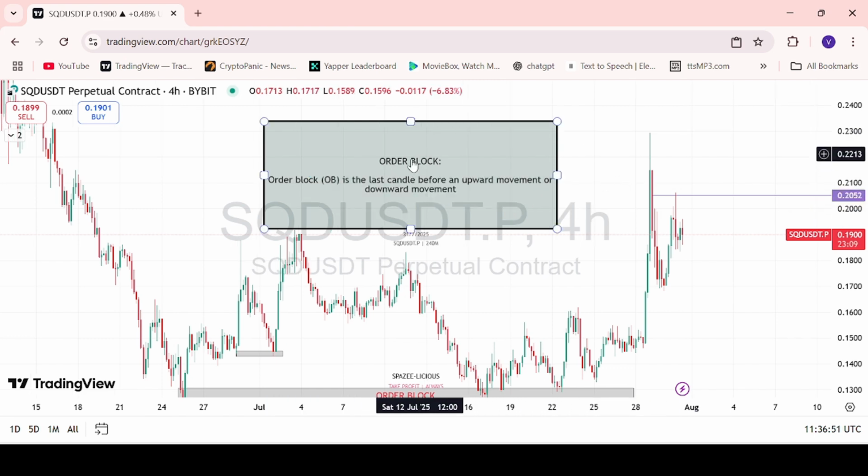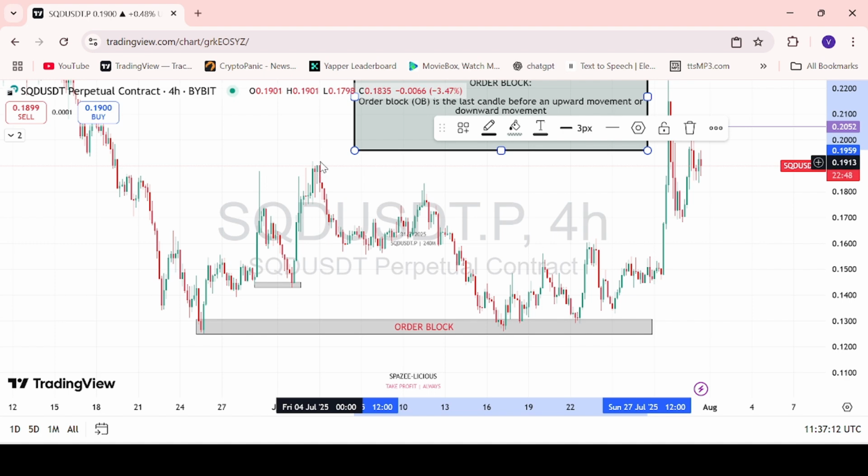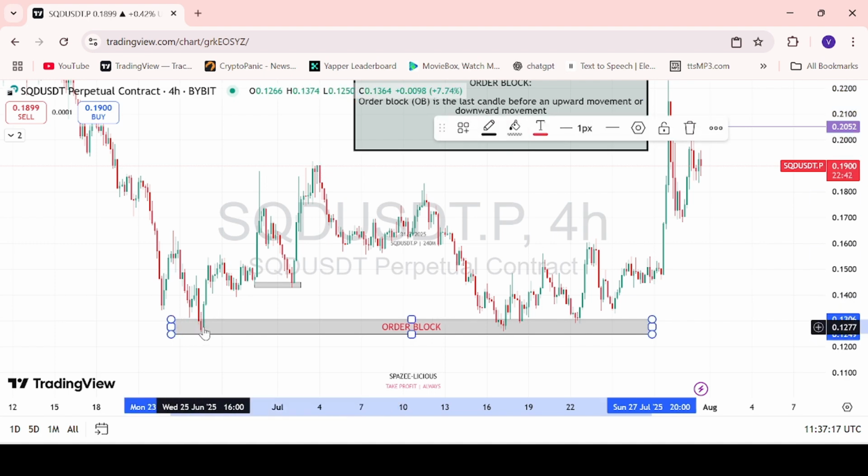Like I said, an order block is the last candle before an upward or a downward movement. That is what an order block means. So here, you can see this was the last candle before this movement. It was the last bearish candle before this upward movement, which means the banks, the institutions, the smart money came in here.